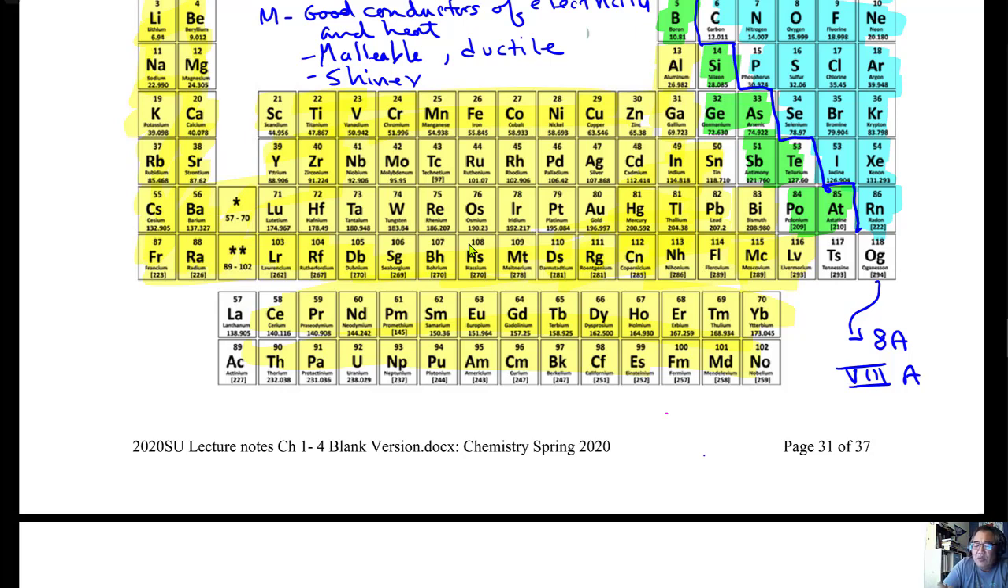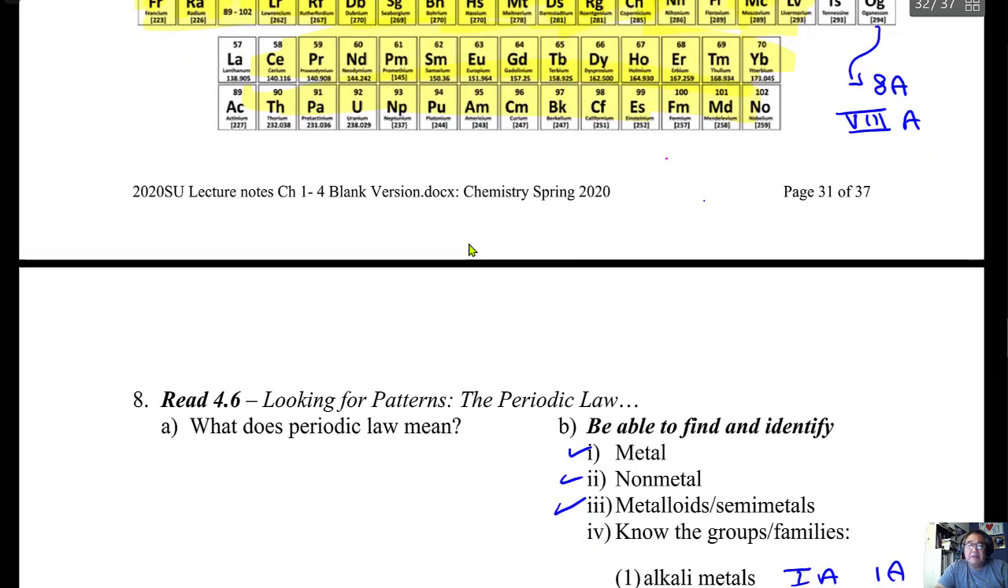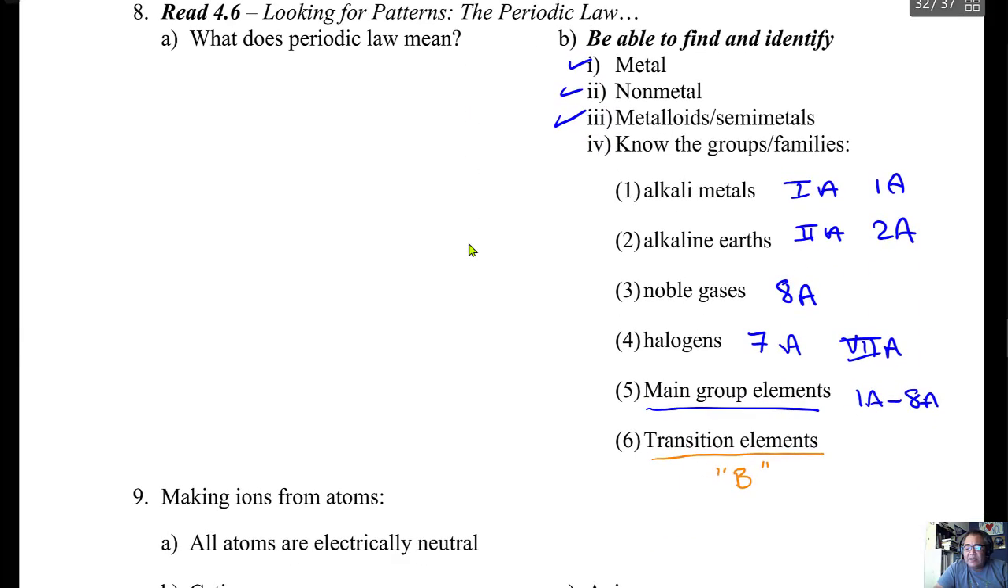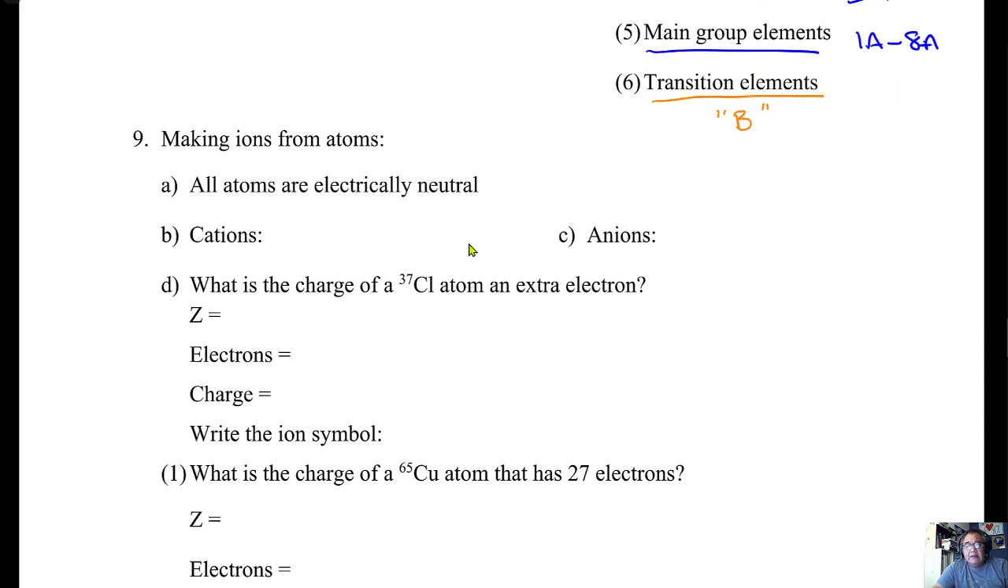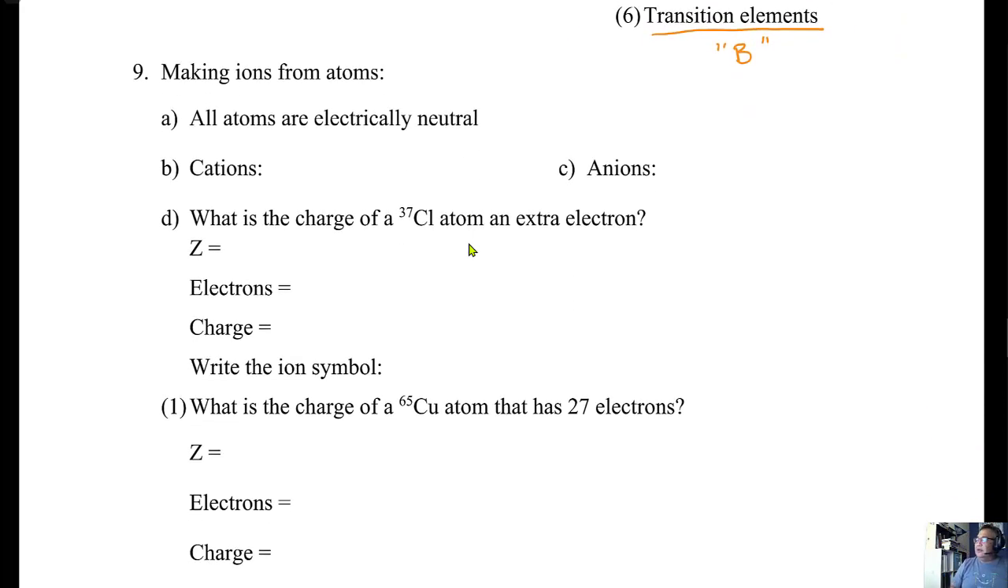Okay, so, 1A, 1B, 2B, and then 3, 4, and then a whole bunch of them are 8B in the middle, 4, 5, and then 8Bs. There's three of them. But we'll talk about that some other time, like if you take a more advanced chemistry class. But for now, that's part of the organization of the periodic table. So, the next thing we're going to be talking about is ions and how you make ions from atoms.